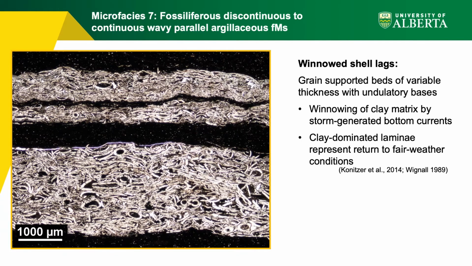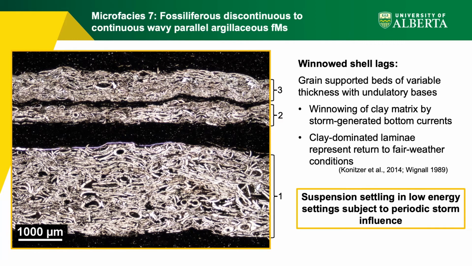The second phase of the fossiliferous microfacies is made up of relatively thick accumulations of fragmented and undolomitized tests, intercalated with clay-dominated beds. These are interpreted as winnowed shell lags, where the winnowing was initiated by storm-generated bottom currents. The intercalated clay beds represent returns to fair weather sediment conditions. Overall, the fossiliferous microfacies is interpreted to represent suspension settling of tentaculated tests into a location subject to periodic storm influence.